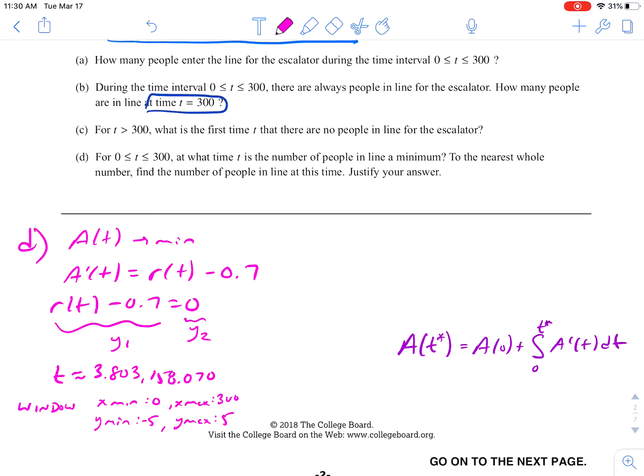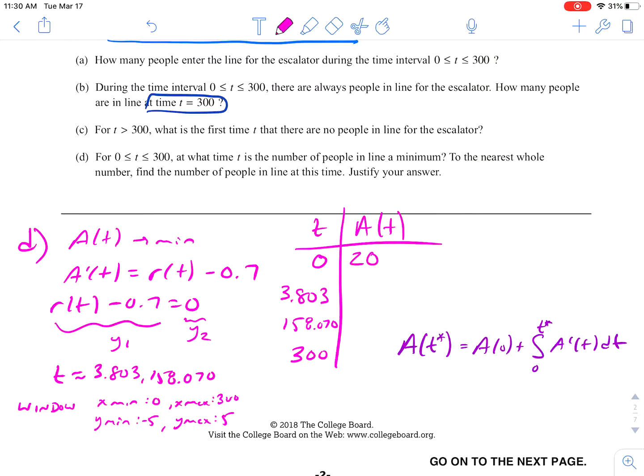So, we're looking for the absolute minimum number of people here. Let's make a little table of values. So we're going to have time and the amount of people at that time. Now, don't neglect the endpoints in the interval. Sometimes they act as maxes and mins themselves, as we've seen in different examples in class before. So really, we've got these 4 values here that we're going to look at. We already know the total amount of people at time 0 was 20, and at time 300 was 80. We already computed that earlier.